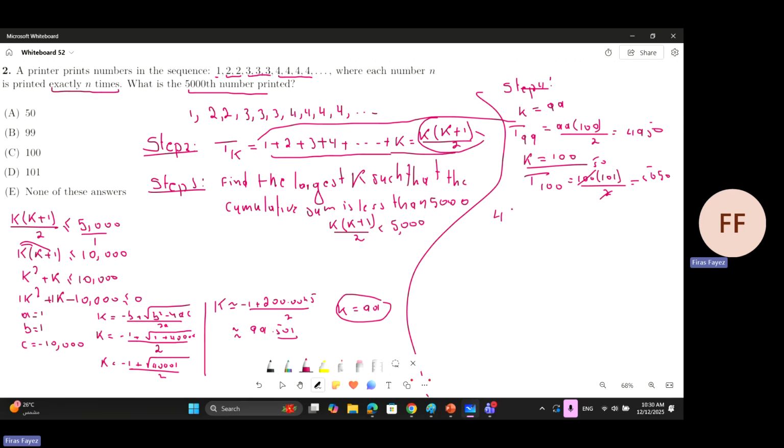So since 4,950 is less than 5,000, and 5,000 is less than 5,050, my question is: the 5,000th term is in which block? The 5,000th term is in the block of 100. Okay.